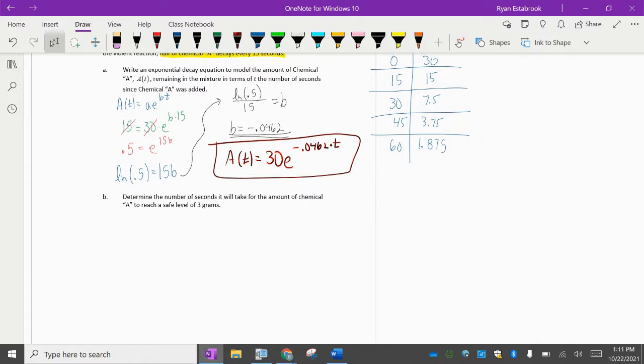Part B says, determine the number of seconds it will take for the amount of chemical A to reach a safe level of 3 grams. So read it again. We're going to use that equation that we just wrote. The question is, where does this 3 grams get plugged in? There's A of t, 30, which is a number, e, which is a number, negative 0.0462, which is a number, and t. So where does the 3 grams get plugged in?